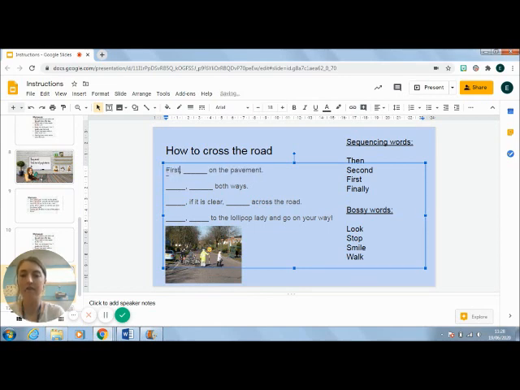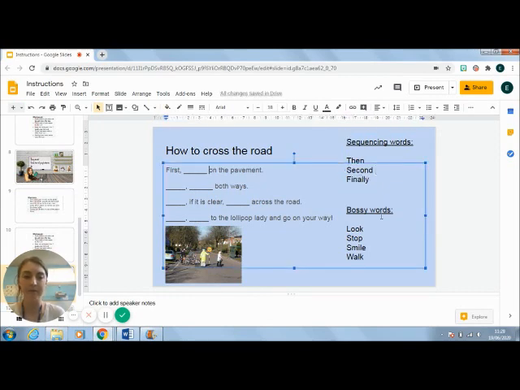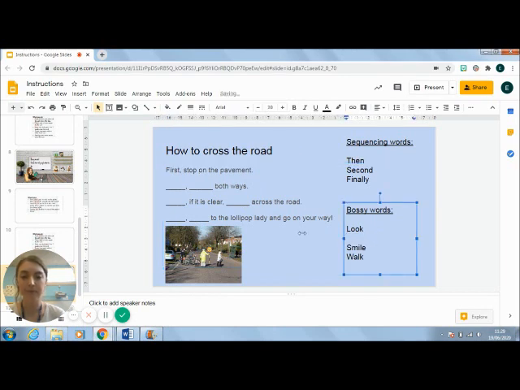I think it's the word first. So first, and I'll take that off my list so we know we've used it. Something on the pavement. Let's look at my bossy words and see which one would make sense. Look on the pavement? That doesn't really make sense. Stop on the pavement. That makes sense because before we can cross the road, we must stop on the pavement. So first, stop on the pavement.